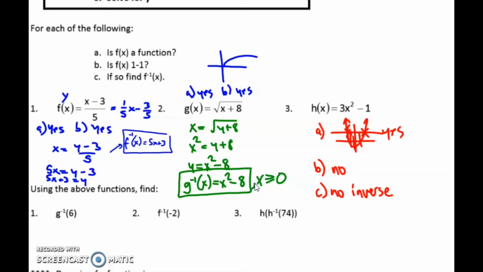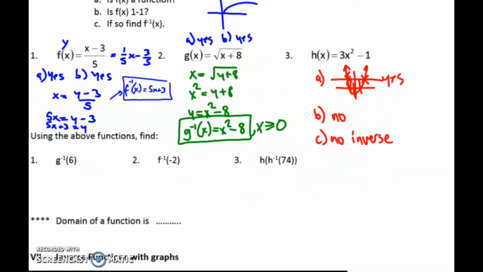This next group, we're going to use the above functions to evaluate g inverse of 6. Well, what we're going to do to evaluate that is we're just going to take the g inverse function and plug in a 6. So we just found it. x squared minus 8, 6 squared minus 8, that's 36. 36 minus 8 is 28.